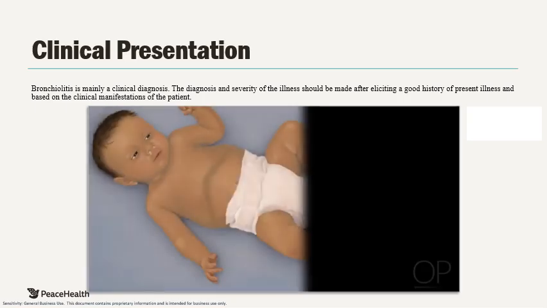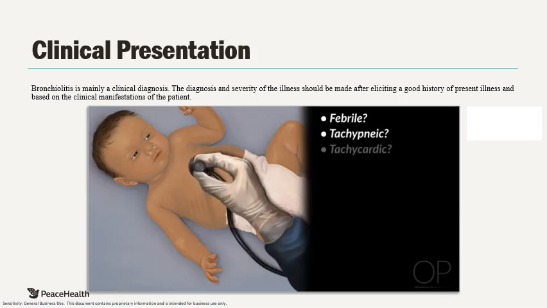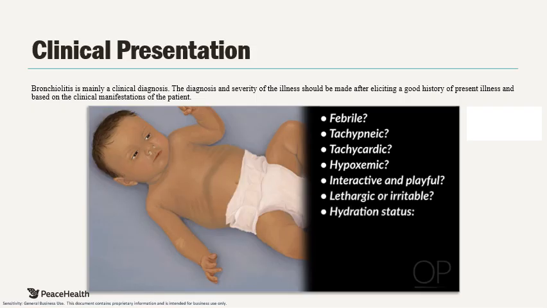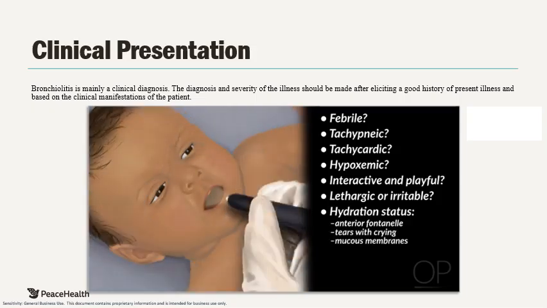When examining a baby with suspected bronchiolitis, first start with a review of the vital signs and an assessment of her general appearance. Is the baby febrile, tachypneic, tachycardic, or hypoxemic? Does the baby appear interactive and playful, or is she lethargic or irritable? Assess for hydration status by checking the fullness of the anterior fontanelle, presence of tears with crying, mucous membranes, and capillary refill.